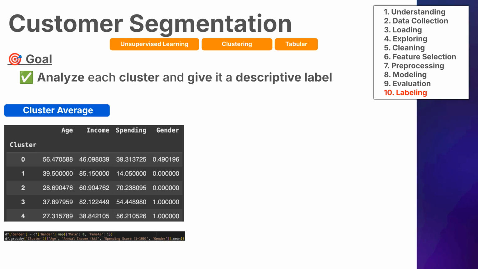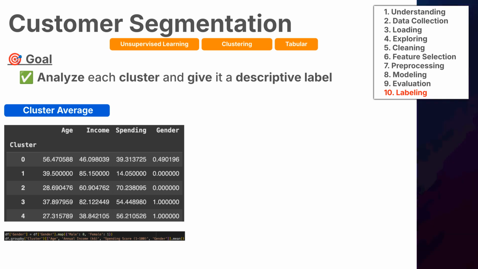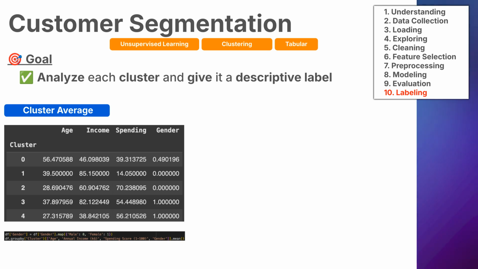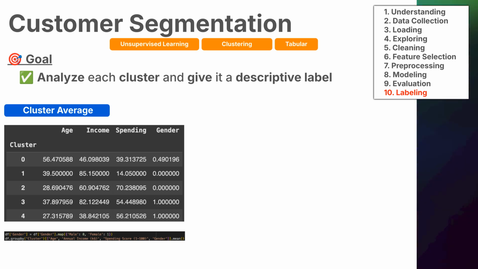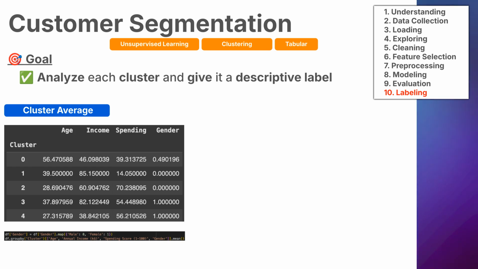Okay, let's check each cluster. First, cluster 0. This group is the oldest on average, 56 years old, with low income, around 46K, and moderate to low spending. Gender is balanced, about 49% male, so they can be labeled as careful budgeters. Next, cluster 1. These are high-income earners, around 85K, with very low spending scores, around 14. All are male, so they can be labeled as wealthy minimalists.